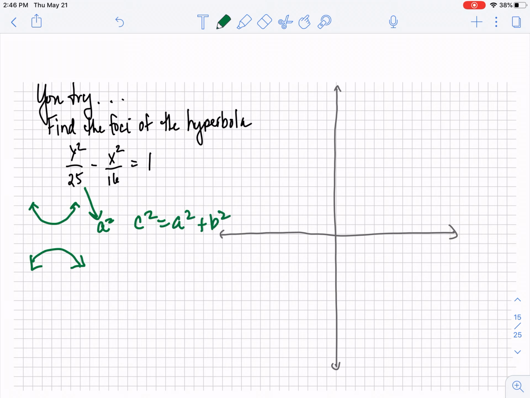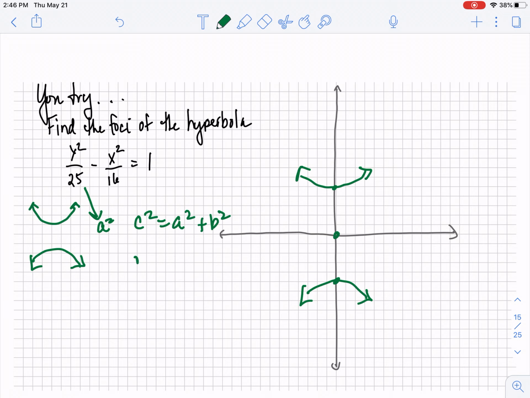I know that this is going to graph like this. A is 5, so here's my center. I'm going to go up 1, 2, 3, 4, 5, and down 1, 2, 3, 4, 5. The reason why is because it's under the y squared. Here's my quick sketch. It's going to open up and down, okay? Just a quick sketch. I'd want you to do something more accurate if I asked you to graph it.